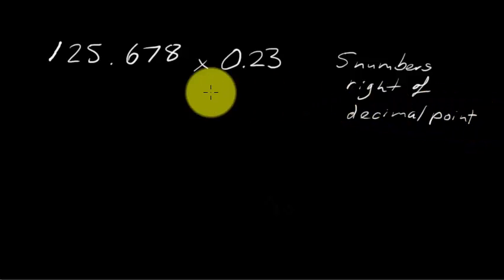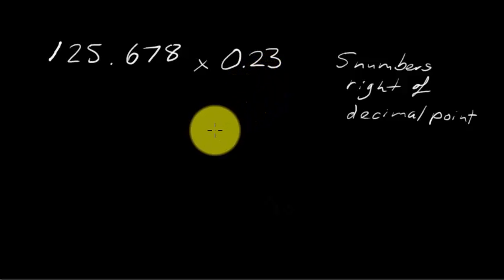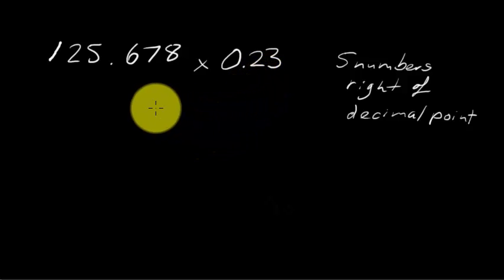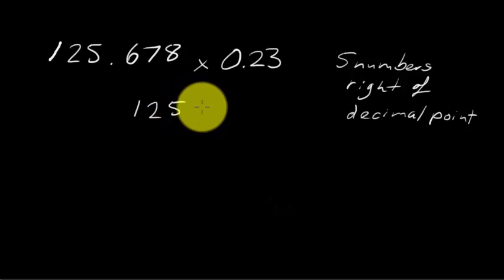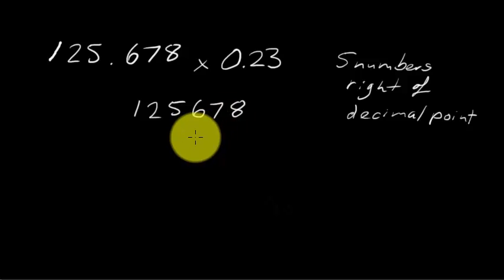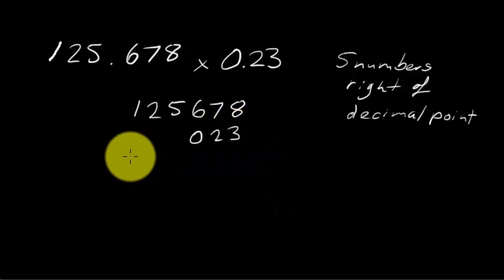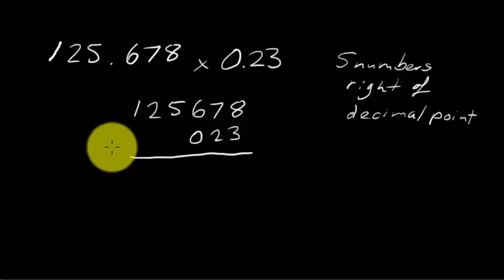So we've made a note of how many numbers are to the right of the decimal point, looking at both numbers, and we've got 5. Now we're just going to ignore the decimal points when we're doing multiplication for the moment. So let's just do multiplication without the decimal point. 125678, and we put in here 23. So 0, 2, 3, no decimal points. Okay, let's do our multiplication.